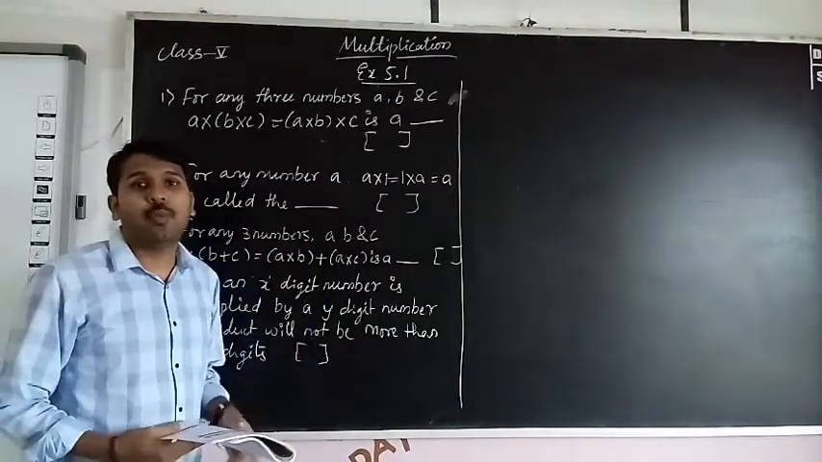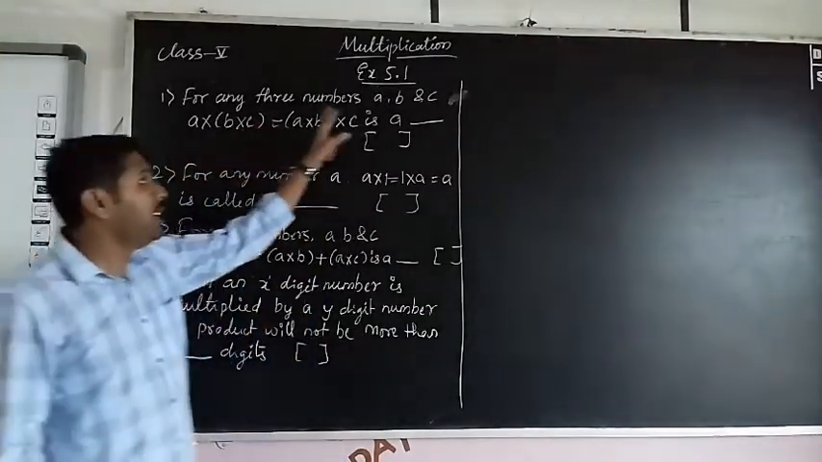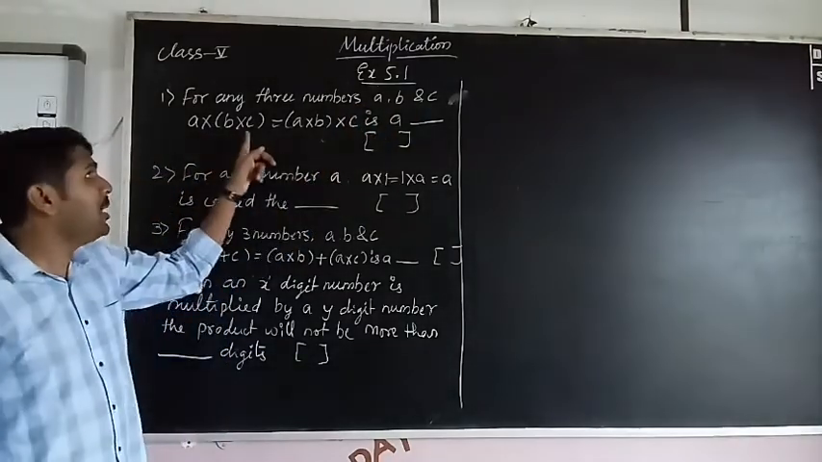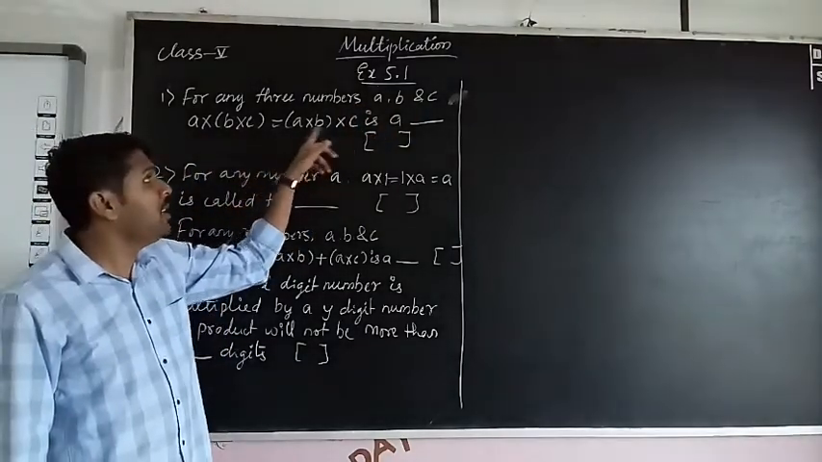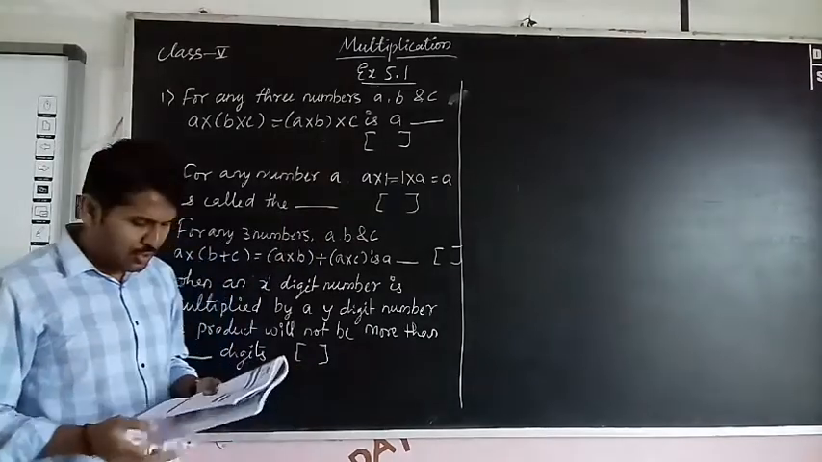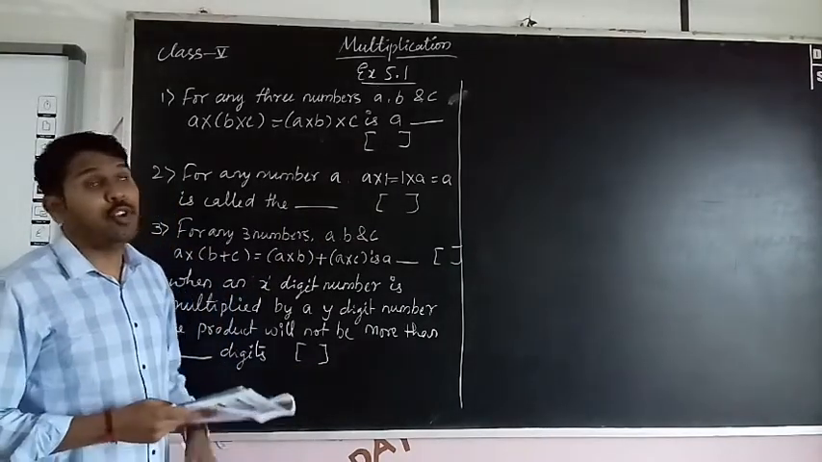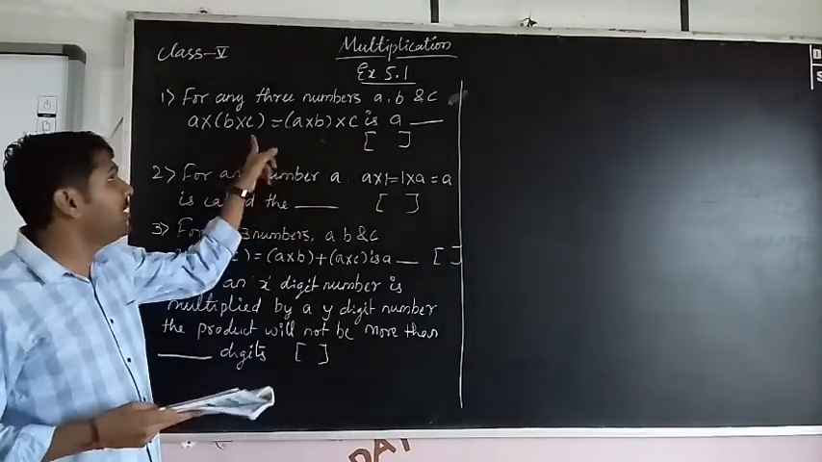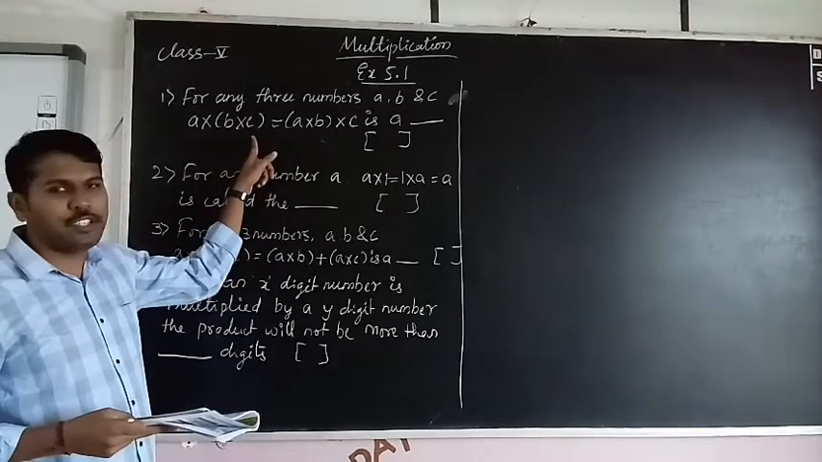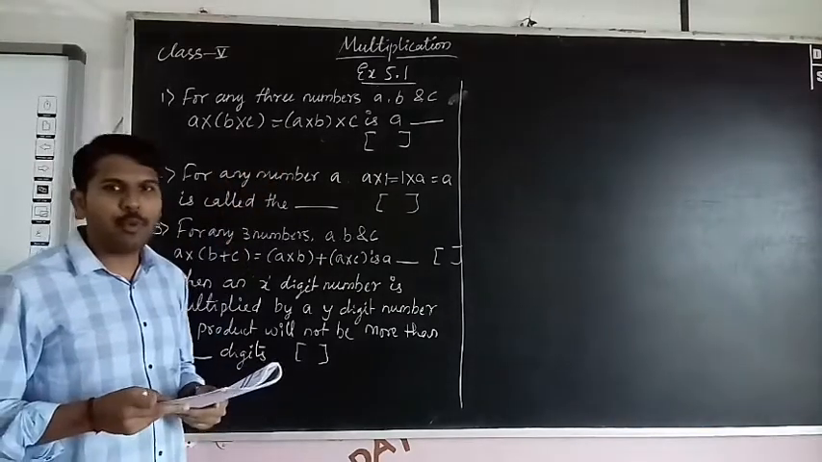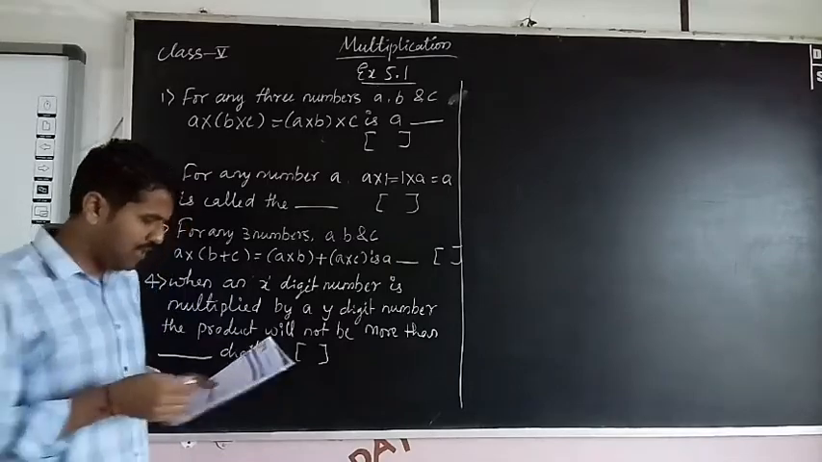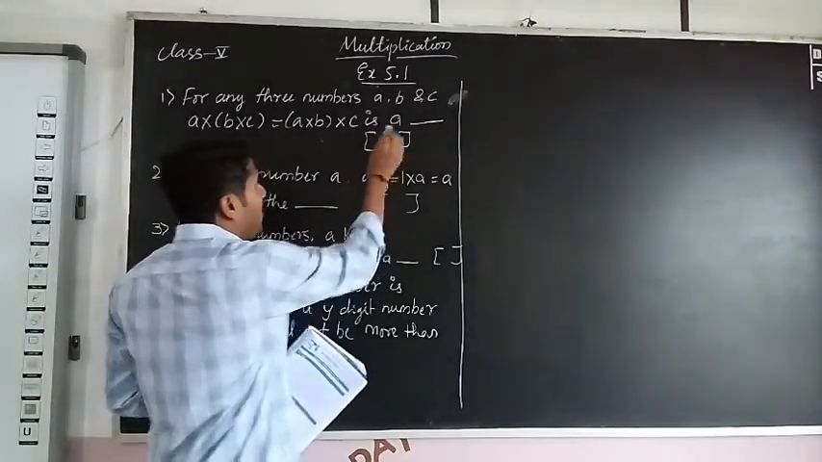Let's go to exercise 5.1. First question: for any 3 numbers a, b and c, a into (b into c) equals (a into b) into c is a dash. So what is that? They gave 4 options. Which property is it? 3 numbers are there and multiplication. So this property is the associative property. Associative property, option B.